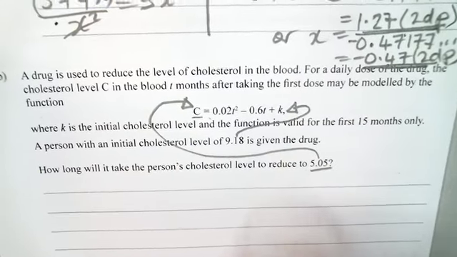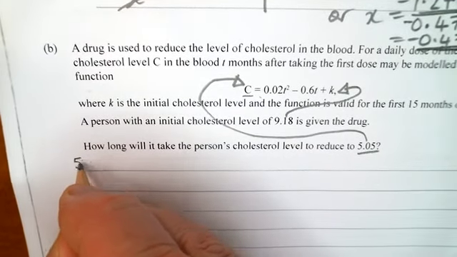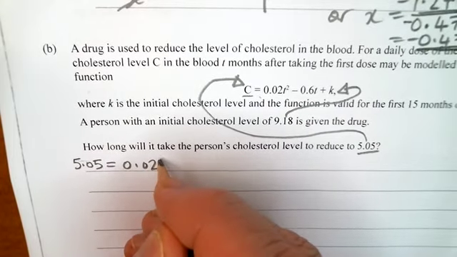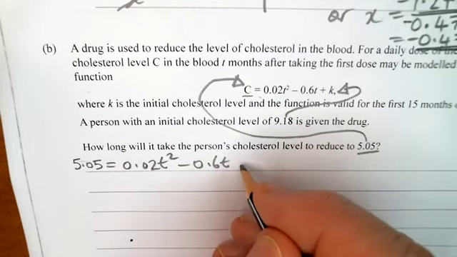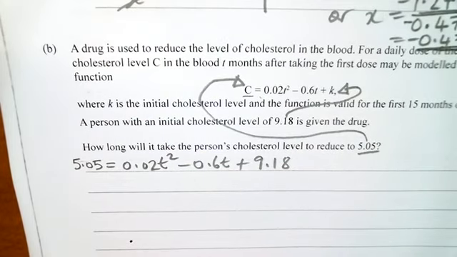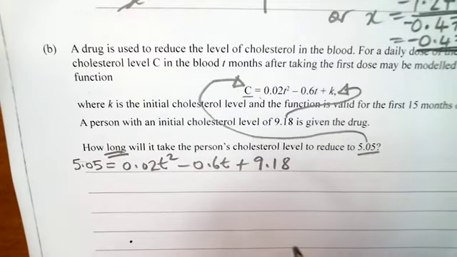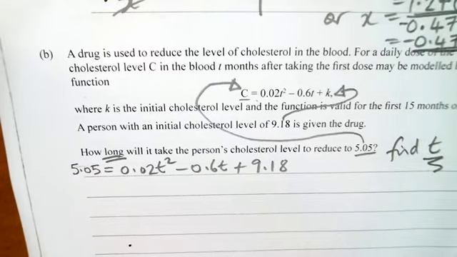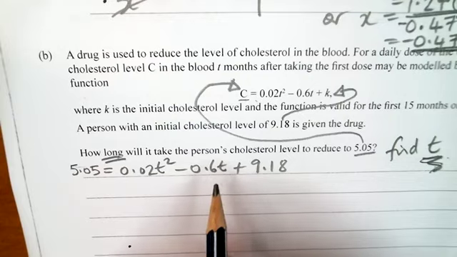So we're going to rewrite this with that in mind. So 5.05 is equal to 0.02 t squared minus 0.6 t plus k, which is 9.18. So in order to find all this, we have to solve because it's asking how long. So the long bit is the t. We're trying to find t. So in finding t, we need to make this equal to 0 and solve.